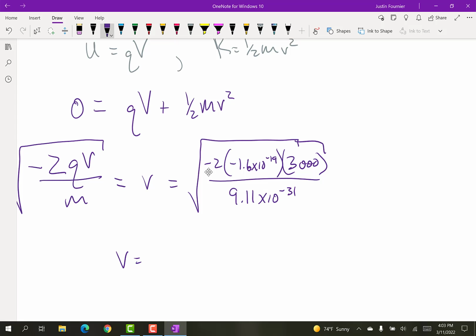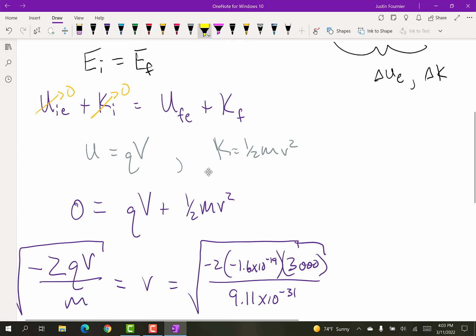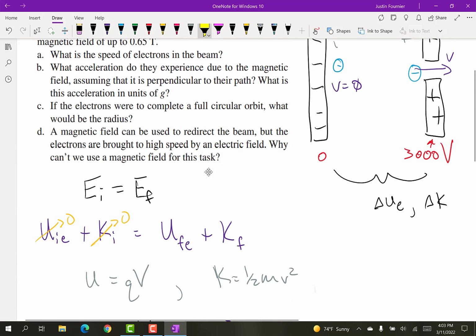And I'm getting 3.25 times 10 to the 7 meters per second, which is okay. That's under the speed of light. If it weren't, that could give me a hint that I might have a mistake. And there we go. So there's my answer, using the conservation of energy there.